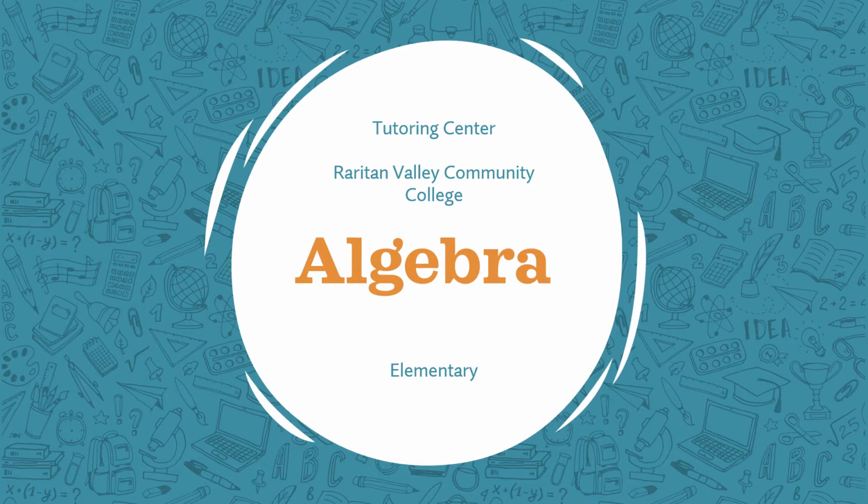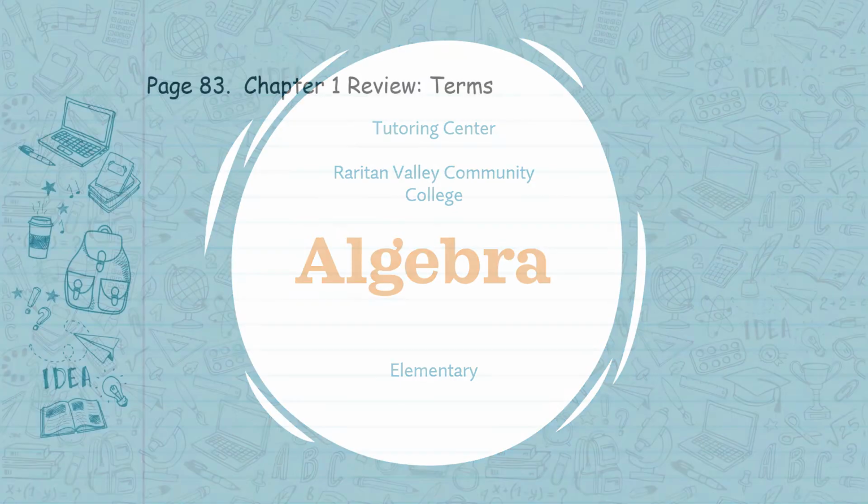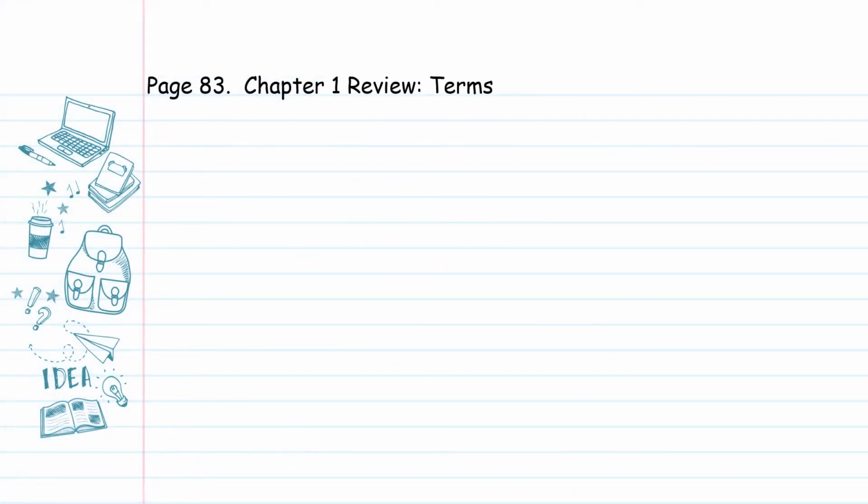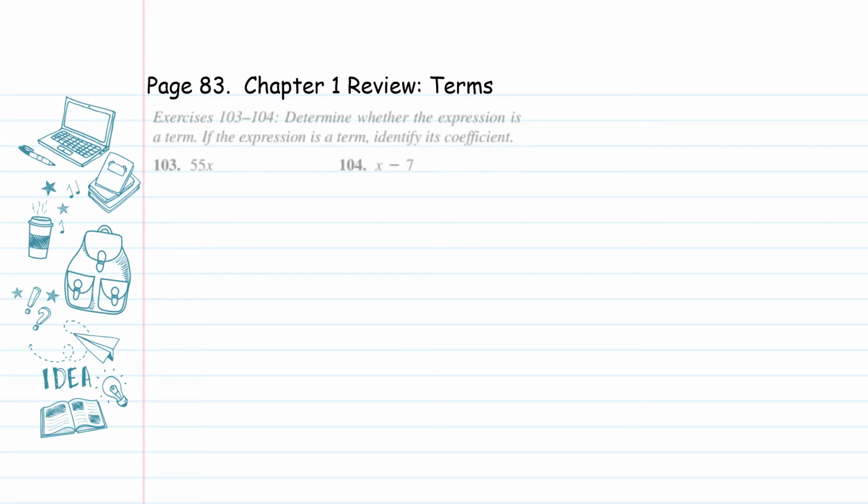In today's video, we'll be discussing Chapter 1 in the review packet for elementary algebra. Our first topic in Chapter 1 is identifying terms. These problems can be found on page 83 of your textbook. The first exercise we're going to do is 103, which gives us the expression 55x. We want to determine whether the expression is a term, and if the expression is a term, identify its coefficient.